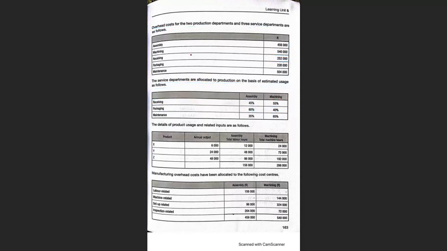The same with the other two, with the packaging department, the total cost is 228,000. You're going to split it. 60% will go to assembling and 40% will go to the machining department. And then the same with your maintenance. 504,000 is the total cost. 35% of it will go to the assembling department. 65% of it will go to the machining department. You're fine with that? No questions here? Okay, so let's look at how they did that.